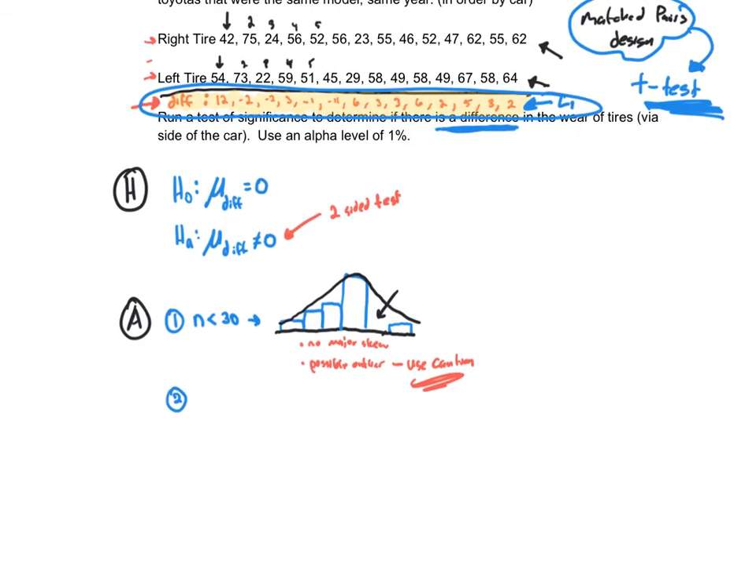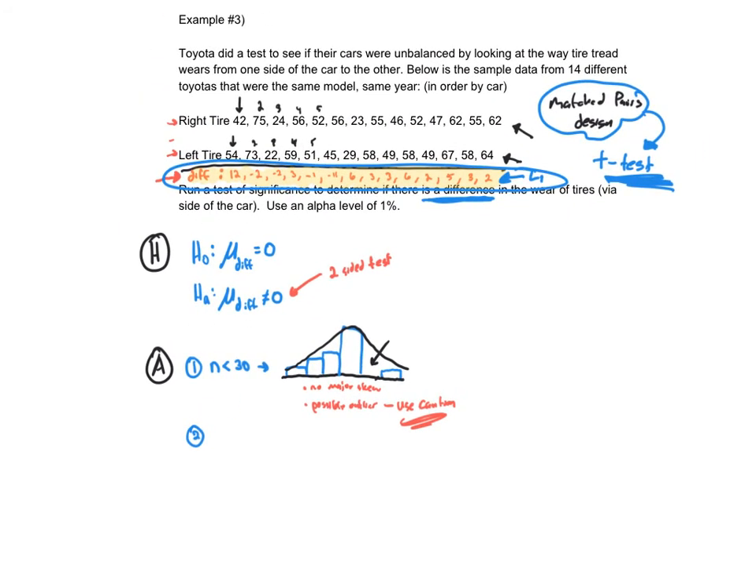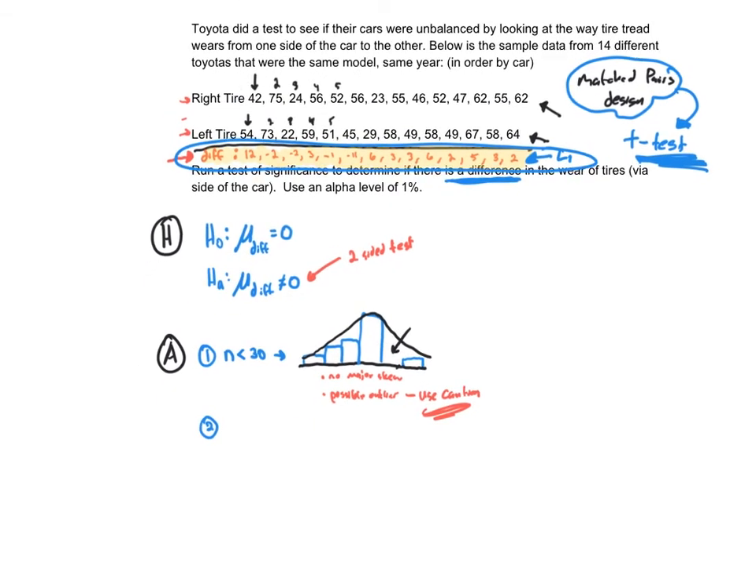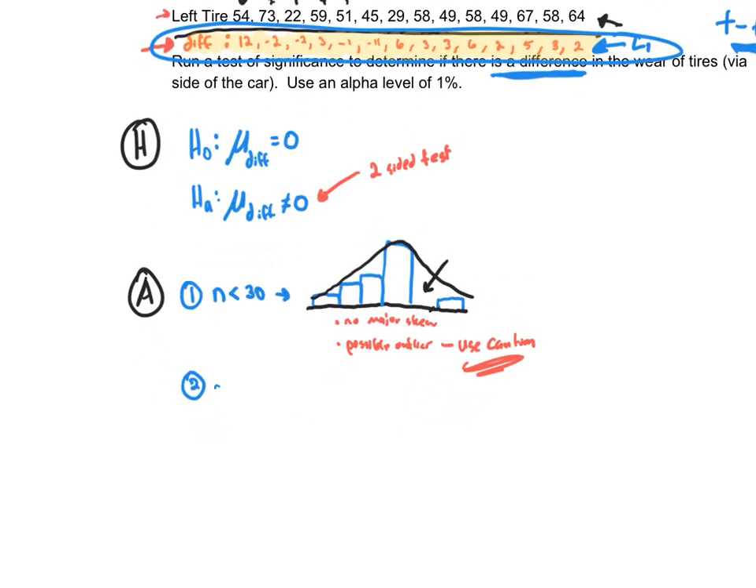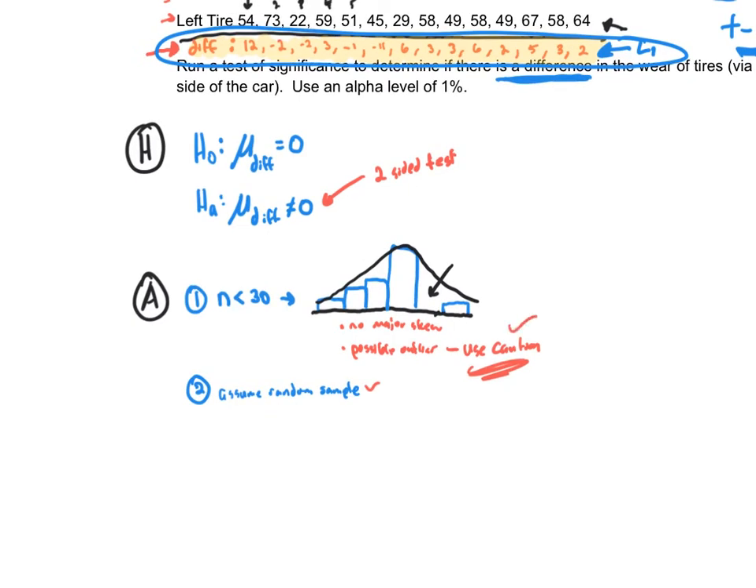Okay, so as we keep going, next thing we need is a random sample, right? So below the sample, 14 different Toyotas from the same model, same year. So we're going to say assume random sample. All right, so we had to do this earlier. There's some assumptions. That's why this is actually an A. It's called assumption checks. And let's just say that all Toyotas of this year and model.